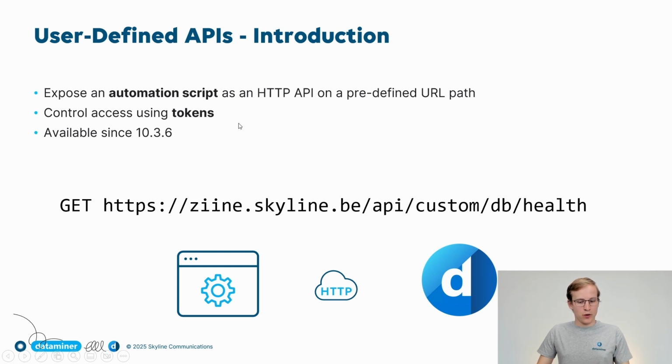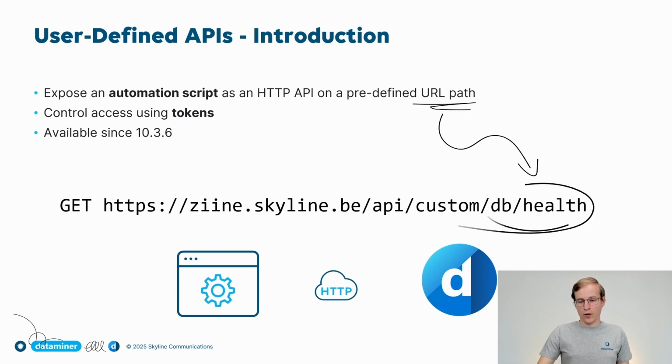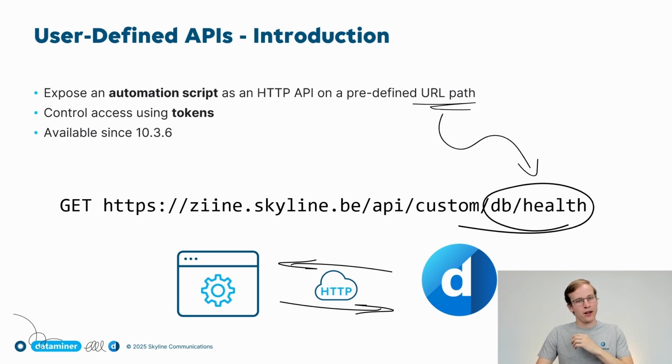Now, you can expose these APIs, and you can secure those APIs using tokens. So that's also a very important part of user-defined APIs. And this feature is available since 10.3.6. So you can see the URL path db/health, and when you trigger it, it will go to DataMiner, run that automation script, and then return you the value that you choose in the automation script.